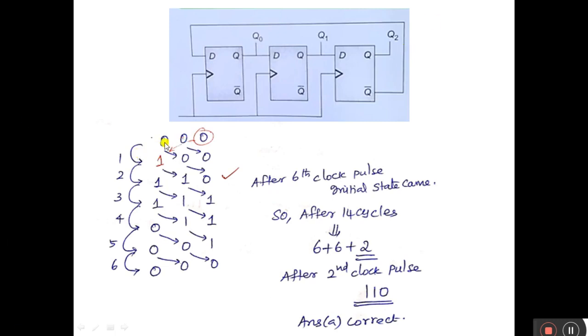So initially assume 000. Now it is a shift register of D flip-flops. So this 0 is shifted here, 1 is shifted here, directly after applying the first clock pulse. Now Q bar is connected to the input of the first flip-flop. So this 0 becomes 1. After the second clock pulse, this 0 becomes 1.